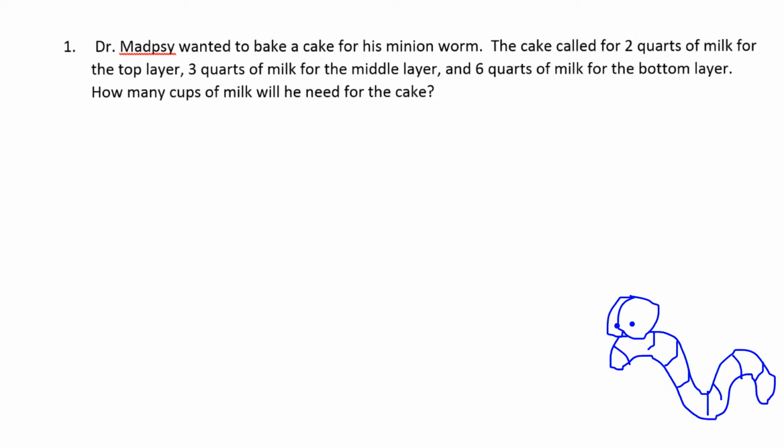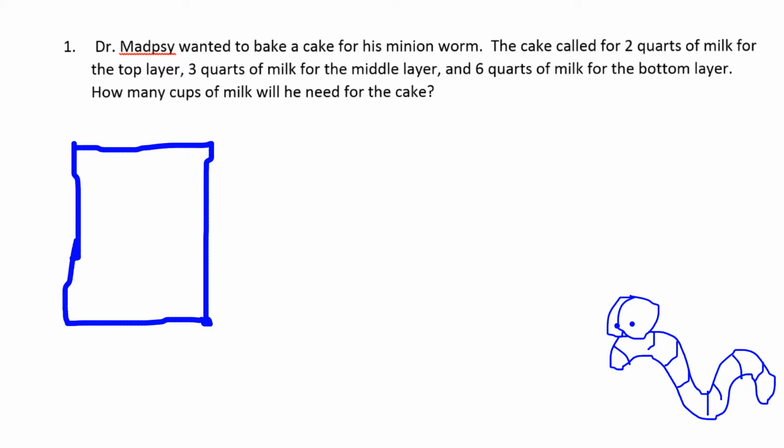Anyway, for this problem, the cake calls for 2 quarts of milk for the top layer, 3 quarts for the middle layer, and 6 quarts for the bottom layer. As always, I'm going to draw a picture, because drawing a picture is just going to help you in general. So it's a 3-layer cake. When we add them all together, 6 plus 3 plus 2 is going to equal a total of 11 quarts of milk.